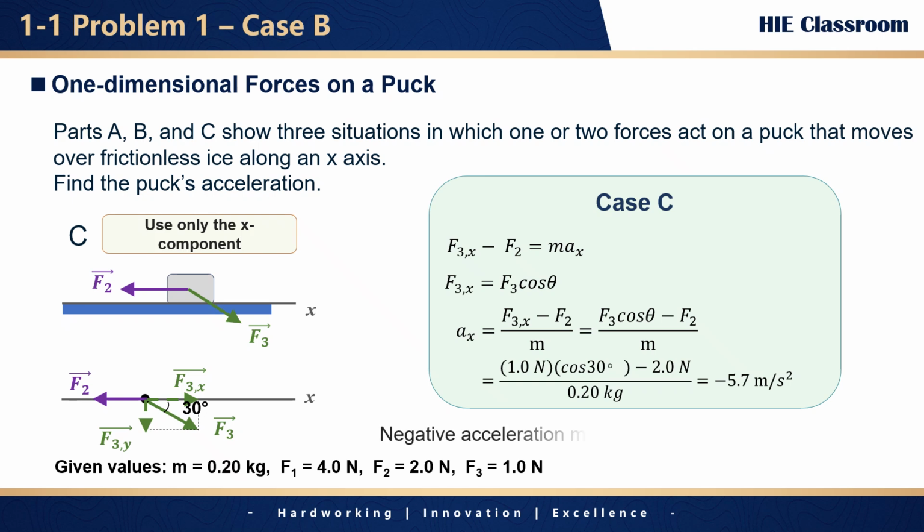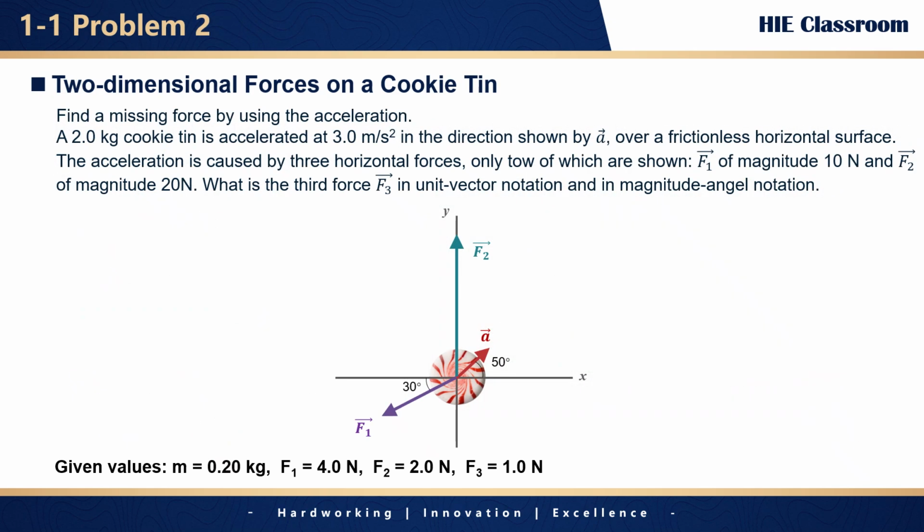The next sign tells that the net force, and therefore the acceleration, is in the negative x direction. Let's move on to the next problem. In this one, we use the acceleration to find a missing force.